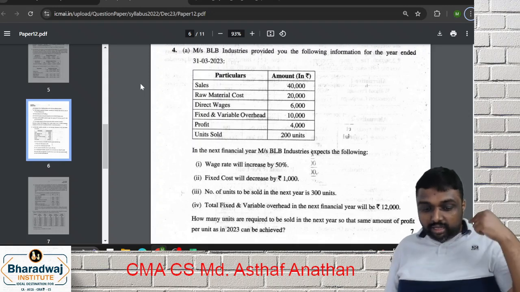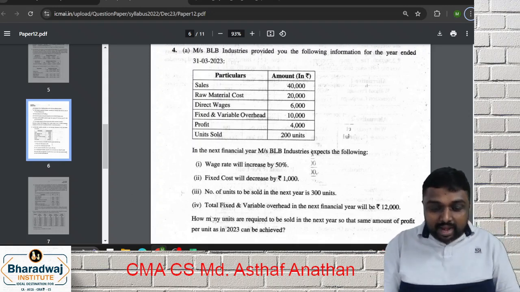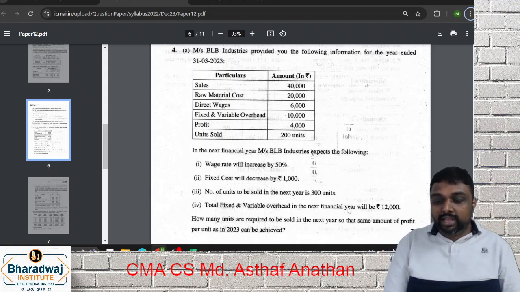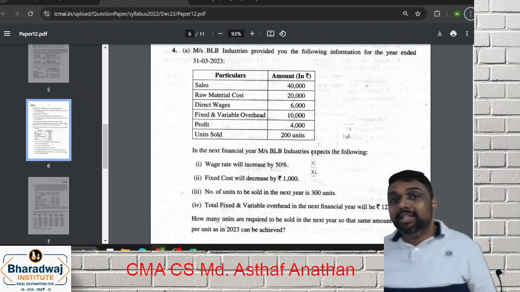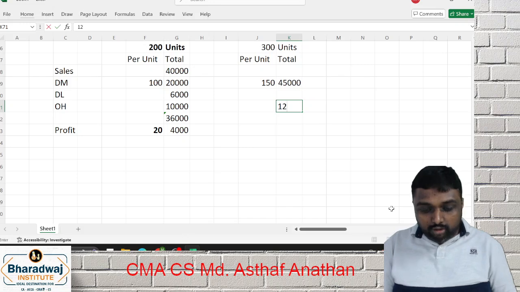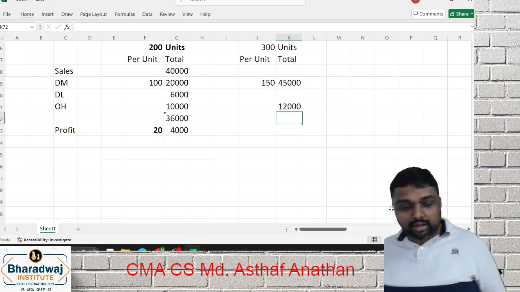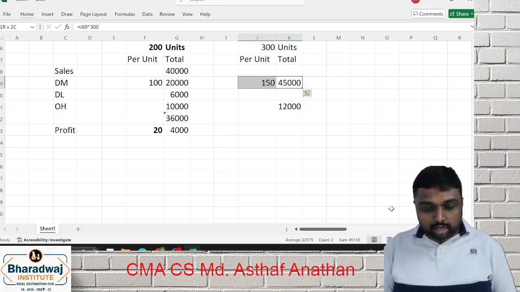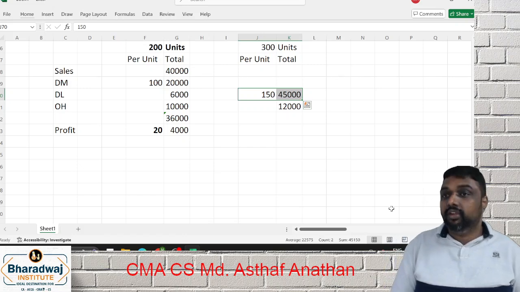They said fixed cost will increase by 1,000, but they tell that total fixed and variable over the next year will be 12,000. That means the increase is already included. So no need to adjust it first. You can take 12,000 directly. They have given 12,000 directly, so you don't need to do anything different.